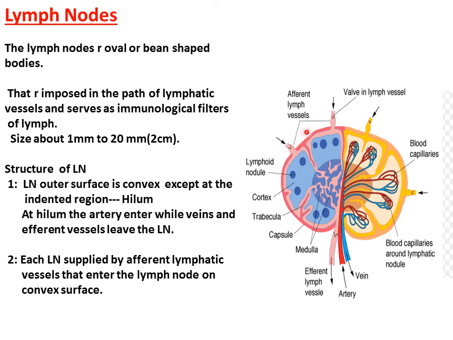If you look at the convex surface of the lymph node, you can see here the arrow towards the lymph node is the afferent lymphatic vessels which come to the lymph node.